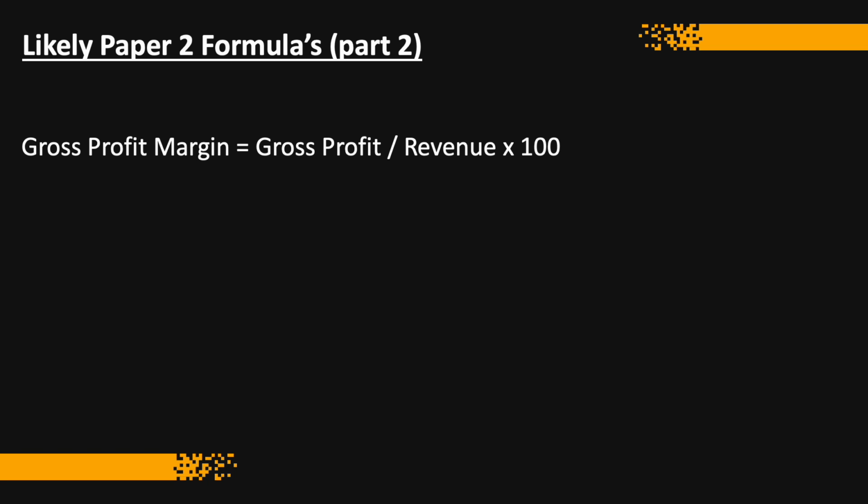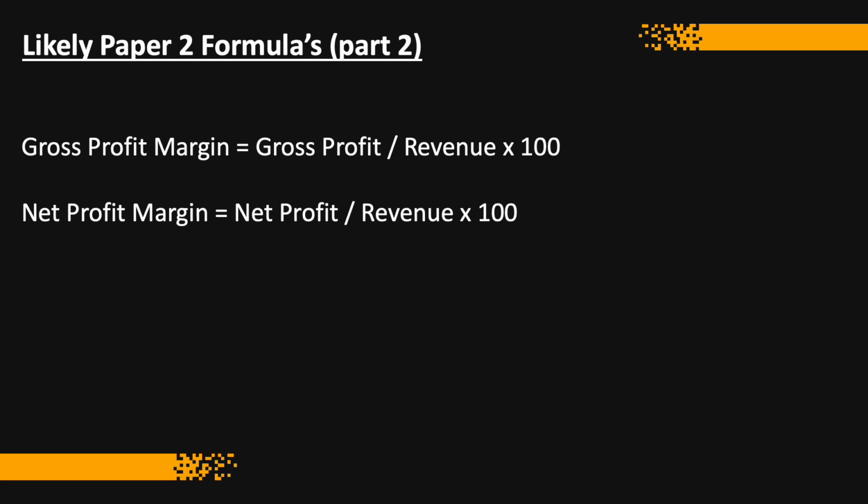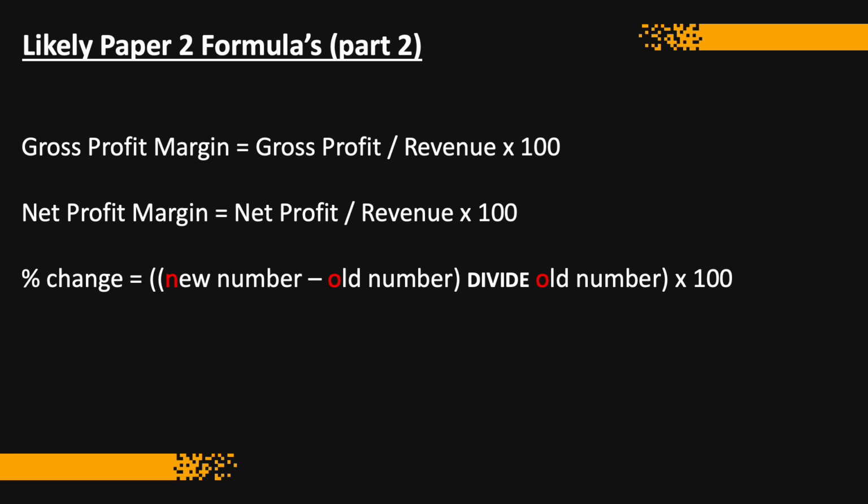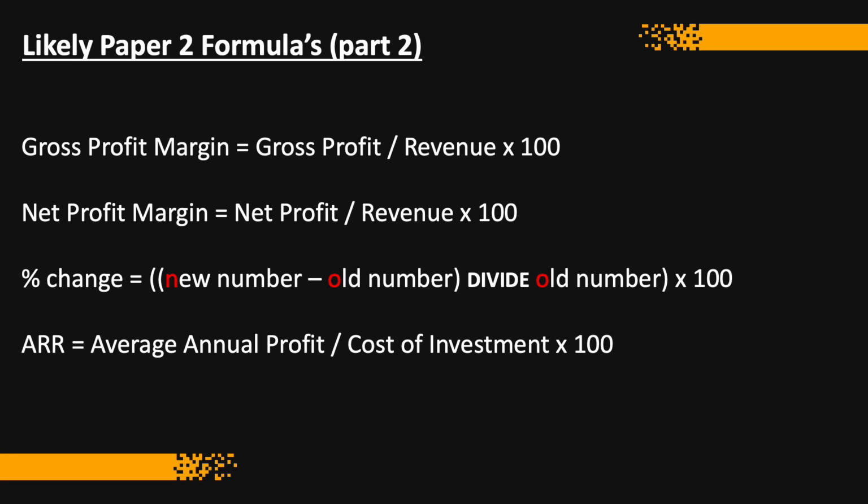And then part 2 of the formula, gross profit margin, GPM, is gross profit divided by revenue times by 100. Net profit margin is net profit divided by revenue times by 100. And then percentage change, thinking new number minus old number divided by old number times by 100. And then ARR, average annual profit divided by cost of investment times by 100.